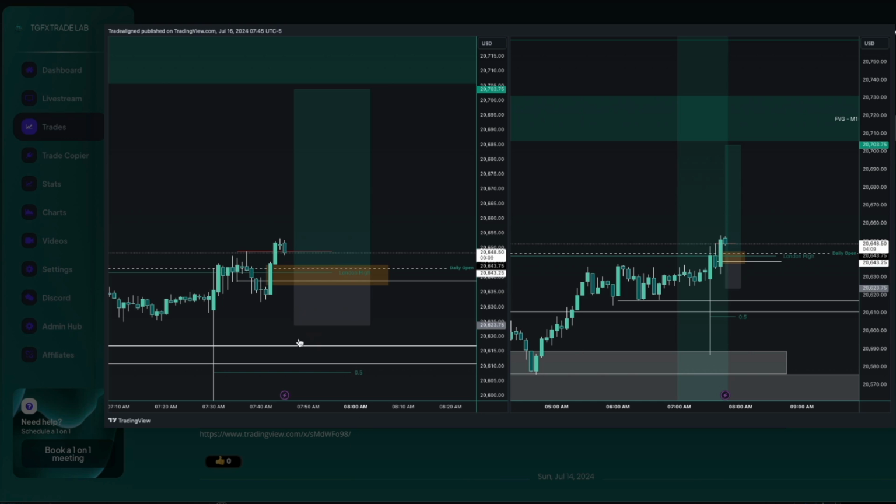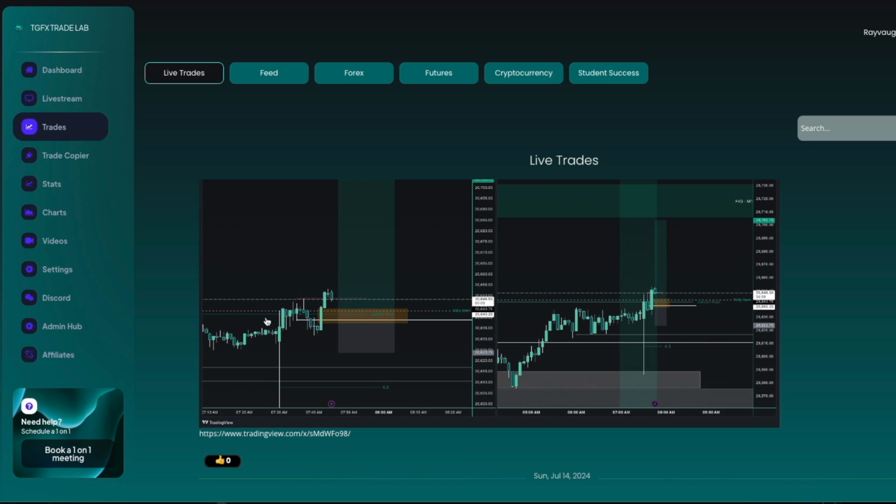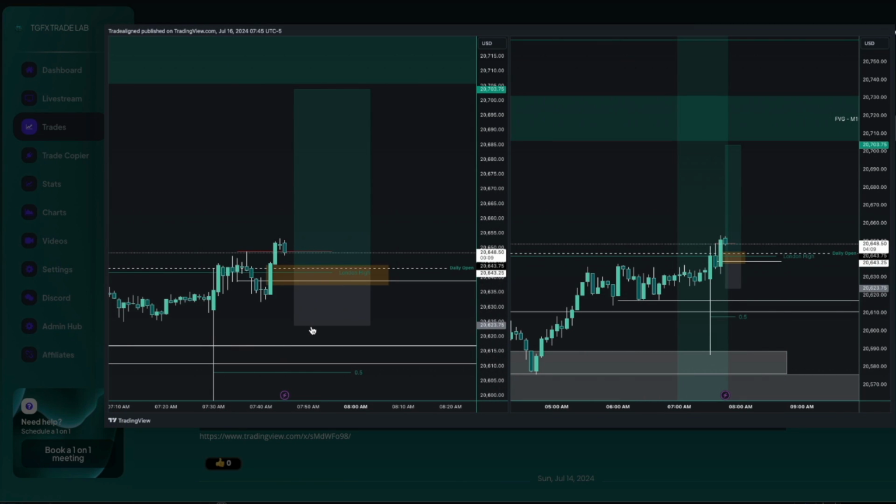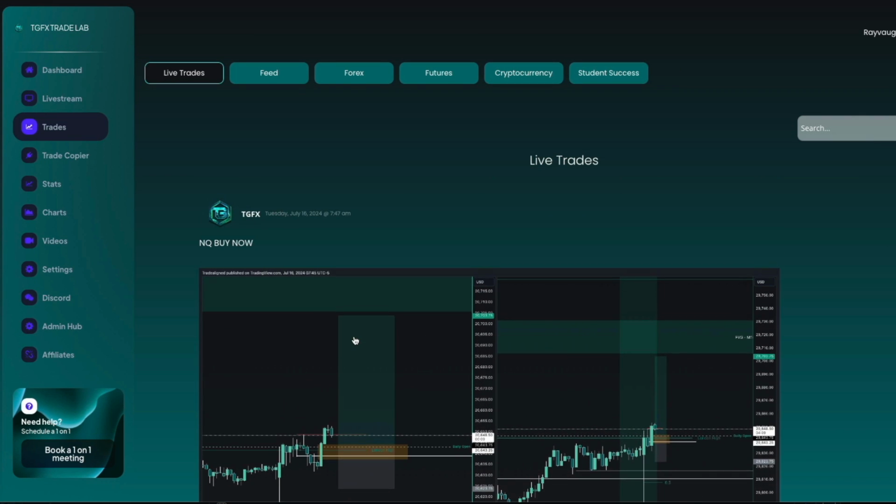And this was actually the start of the day. I had -3R. So this trade ended up failing, trading back towards this wick. You can see I had marked off consequent encroachment as well, but it just simply did not hold this day.